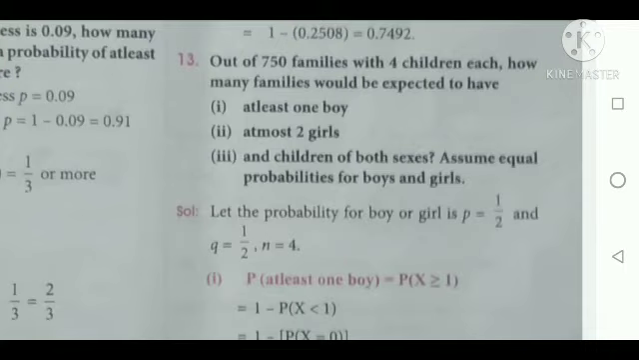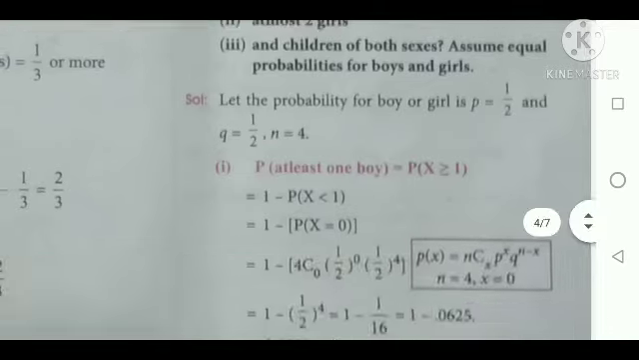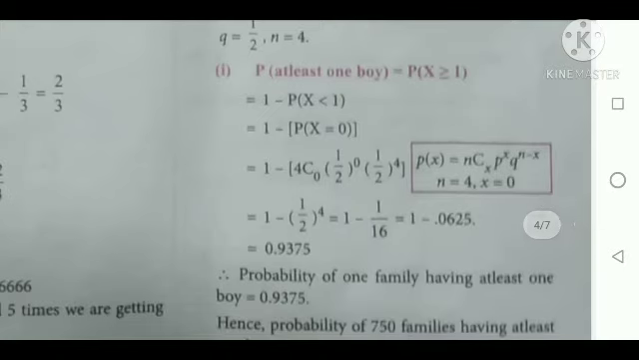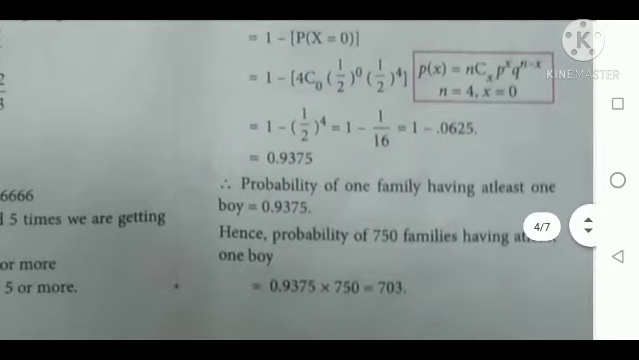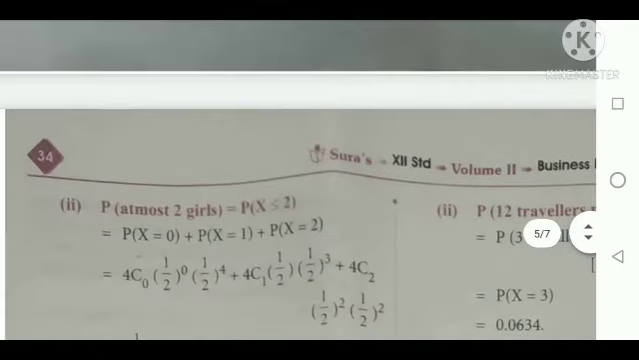At least one boy means x is 1, 2 or 3, therefore we subtract from 1, that is 1 minus P of x less than equal to 1. We are getting the answer 0.9375, the probability of one family having at least one boy. For 750 families we multiply by 750, and we are getting the answer 703 approximately.